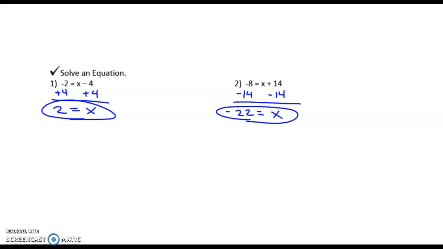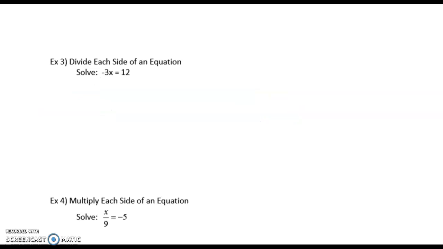And there are the solutions to the guided practice questions. Notice in both of these, our x value ended up on the right side. So we have 2 equals x, which is the same as x equals 2. It doesn't matter which side the variable or the number is on. And then the second one, x equals negative 22 is your answer. We use our inverse operations of addition and subtraction there.